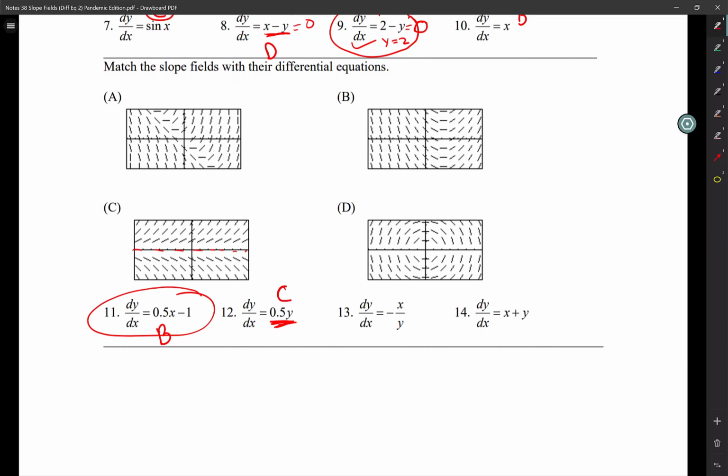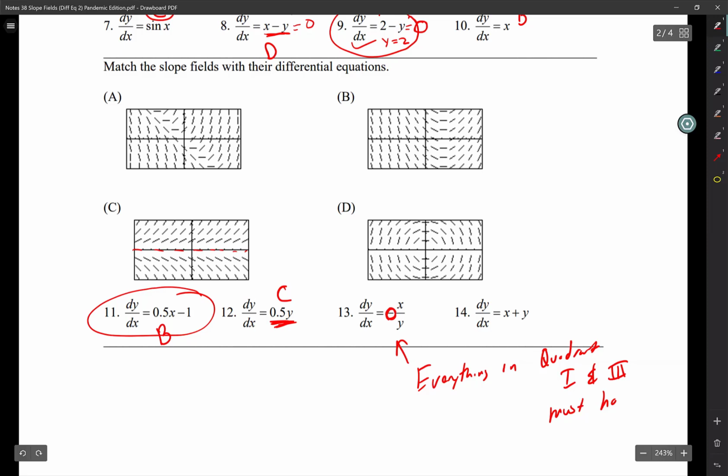Number 14. I guess let's do number 13. Number 13, there's a negative here. So that means everything in quadrant 1 and 3 must have negative slopes. And then I'm going to put here, that's first bullet, second bullet.